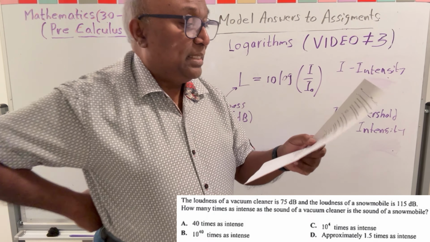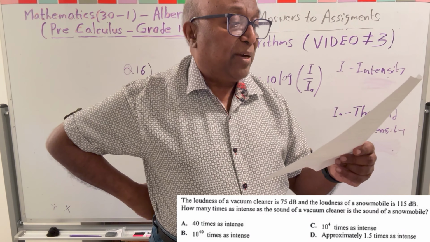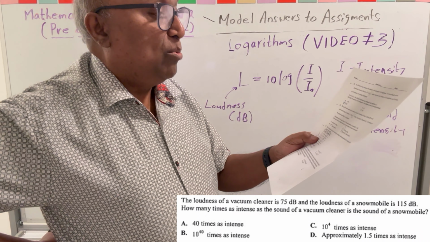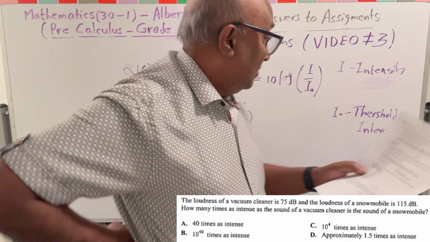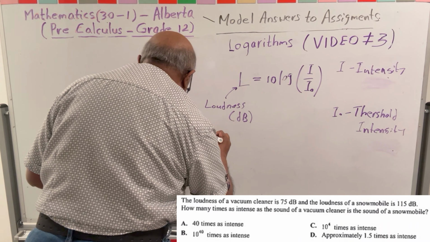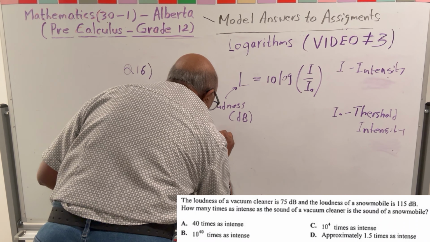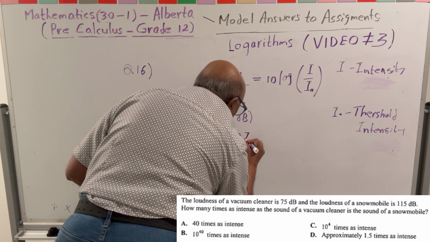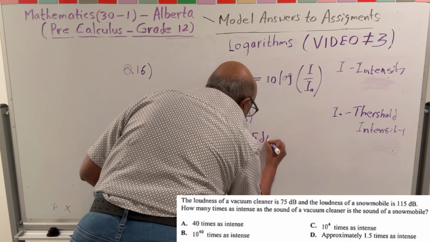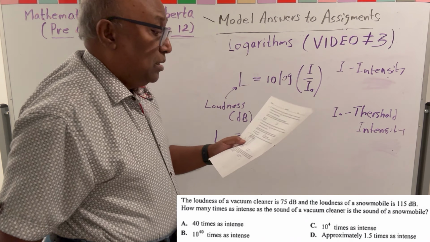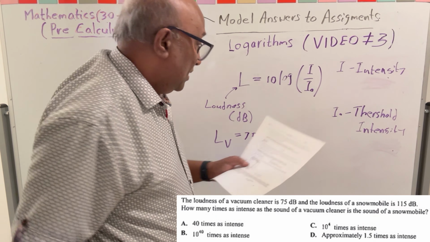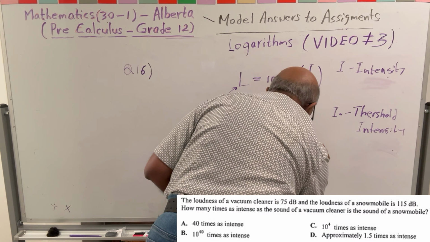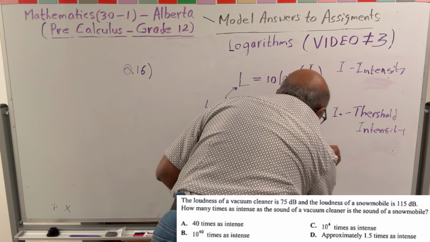Okay, the question says the loudness of a vacuum cleaner is 75 decibels and the loudness of a snowmobile is 115 decibels. Loudness of the vacuum cleaner, let's say like this, LV, 75 decibels. Loudness of the snowmobile, let's say LS, 115 decibels.